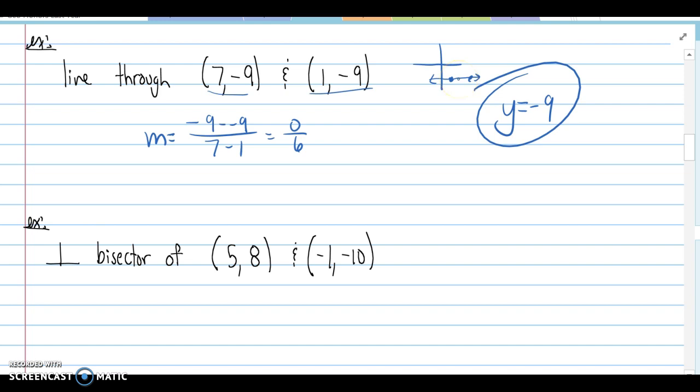If you continued using point-slope form and doing what we did before, you'd still end up with y equals negative 9. Y minus negative 9 equals our slope of 0 times x minus 7. Well, 0 distributed to all of that is just going to make that gone. Minus negative 9 is plus. We'd subtract 9 from both sides and still end up with that same answer.